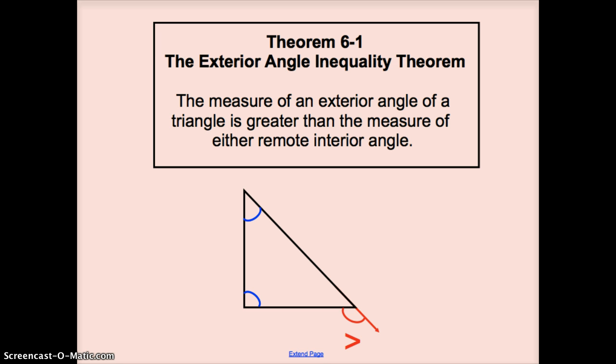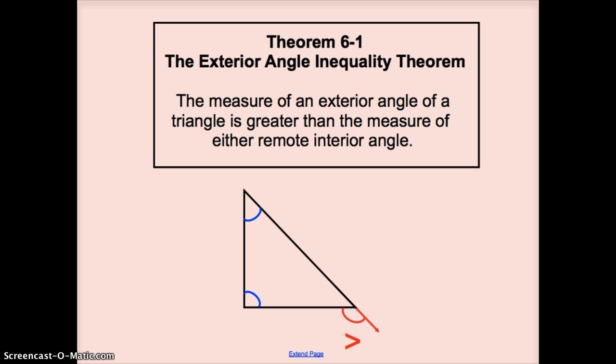Okay, the only theorem that we have in Lesson 6.1 is this exterior angle inequality theorem. That is what it's called. There's no shortcut. The measure of an exterior angle, as shown in red, is greater than the measure of either of the two remote interior angles. Now we can deduce that from the fact that we know the exterior angle equality theorem is the sum of these two put together. So therefore the exterior angle must be greater than each one of them, because it's equal to both of them combined.